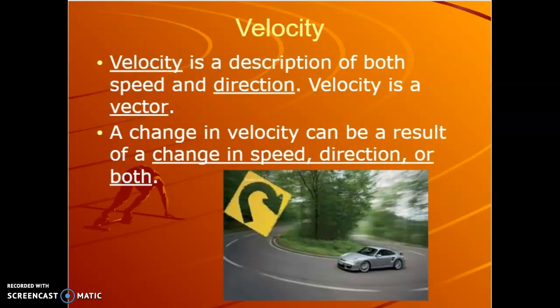Now the difference here is that for speed, the number has to change in order for the speed to change. But since velocity is both speed and direction, a change in velocity can result in a change in speed, a change in direction, or both. So for instance, if you're going 70 kilometers an hour northeast and you keep that speed and you change to 70 kilometers an hour just east, your speed won't change because it's 70 and 70, but your velocity still would since the direction changed.